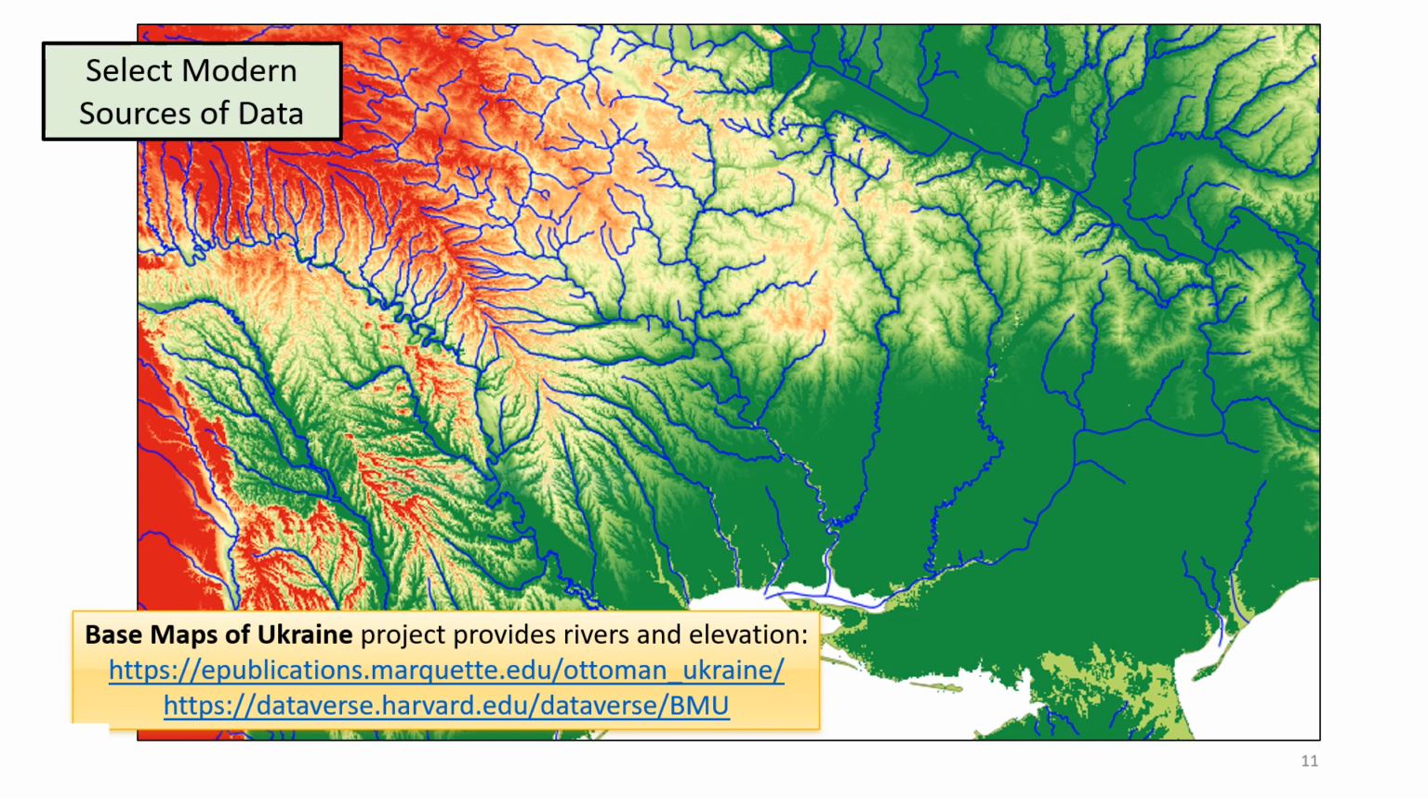Maps of elevation and rivers can be useful when attempting to locate Beauplan places that are not easily associated with modern places shown by GeoNames in Google Maps. Rivers in particular are useful since many populated places shown on Beauplan maps are located on or near rivers. Here you see rivers and elevation base maps for a portion of the region covered by Beauplan's maps. These maps were created as part of our Base Maps of Ukraine project, which you can download from the links shown.